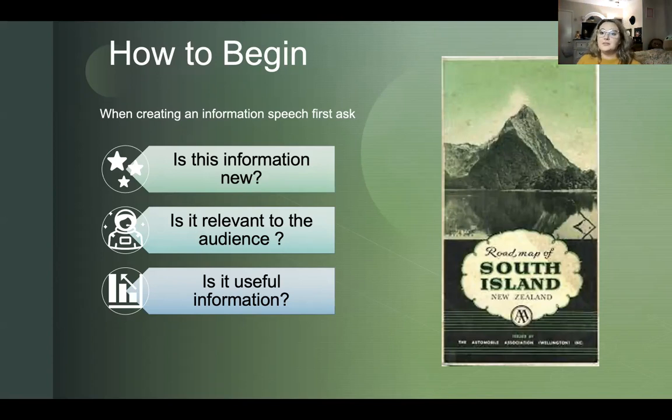So let's talk about how to begin a speech. You want to create an informative speech by first asking yourself, what is new? Is this information new? Is it relevant to the audience? And is it useful information? Think of it almost like a pamphlet you'd find at the doctor's office or at the DMV or AAA. Those pamphlets are organized just the same way an informative speech should be.